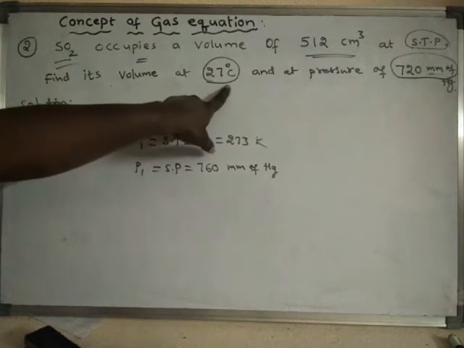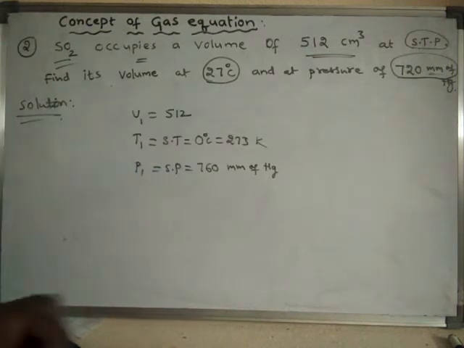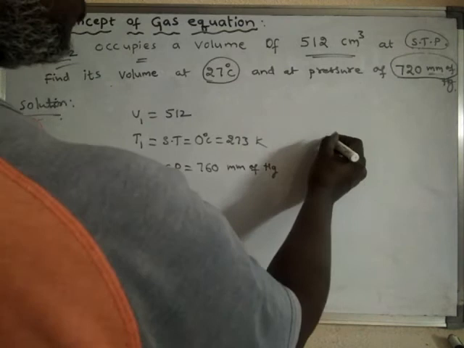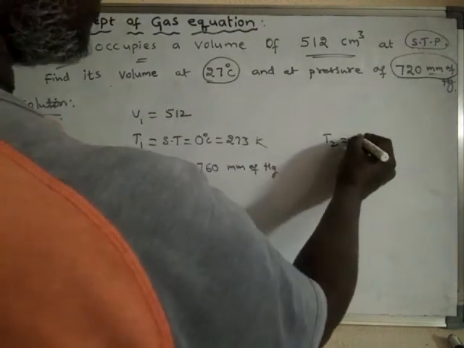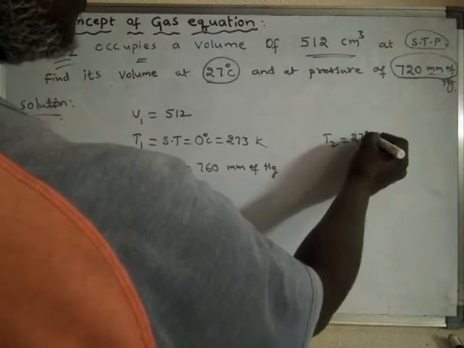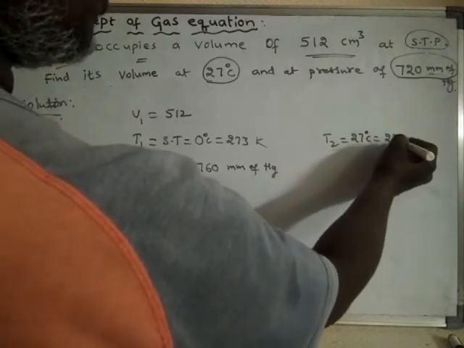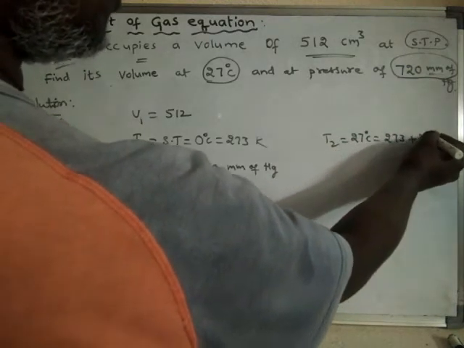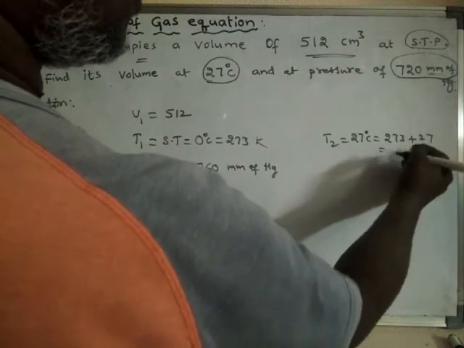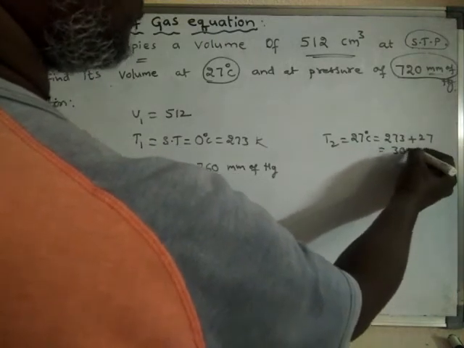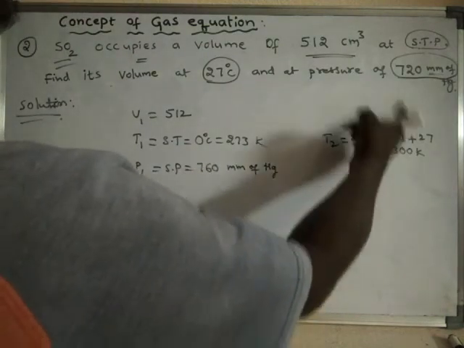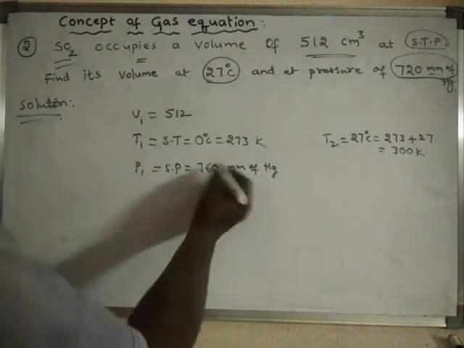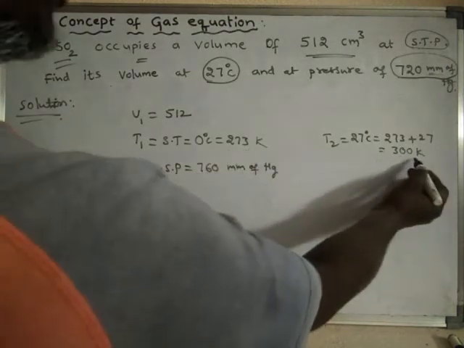Now the temperature is changed to 27 degrees centigrade. So that means T2, the change in temperature. So how much? 27 degrees centigrade means how much? We have to add 273 to that 27. So it will be equal to how much? 300 Kelvin. So that means the temperature is changed from 273 Kelvin to 300 Kelvin.